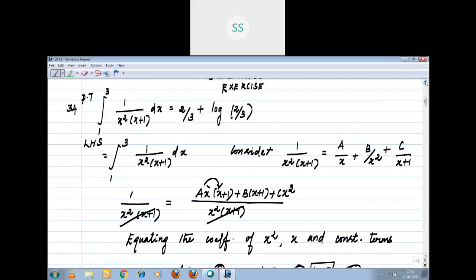When you adopt partial fraction only, you can integrate and arrive at the result of the RHS given in the question. Now, I took partial fraction, right? x square and x plus 1, both are factorized, so directly we can write. Here root factors are repeated, so you can write it as a by x plus b by x square plus c by x plus 1. Now, I took LCM in the right side. I arrived at the format a x into x plus 1 plus b into x plus 1 plus c into x square.